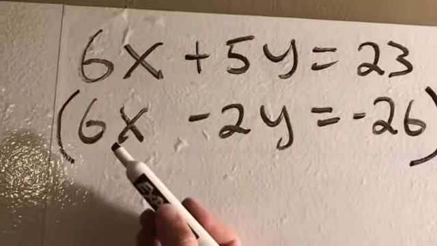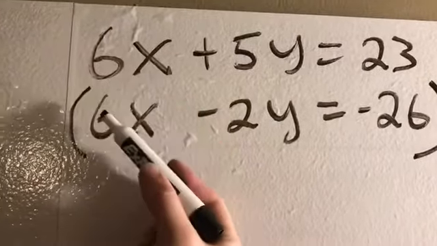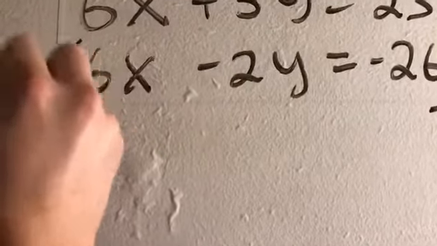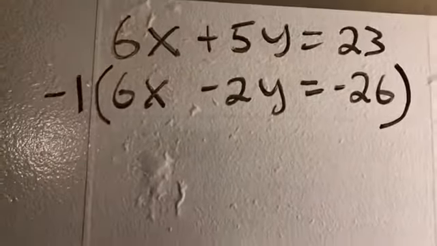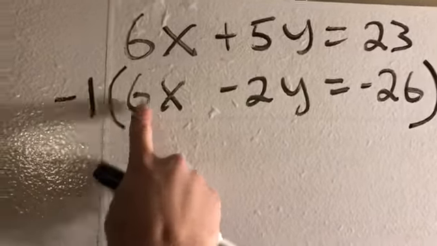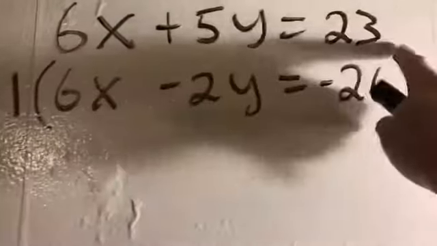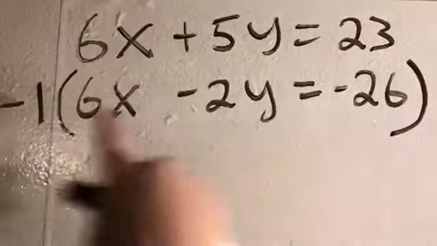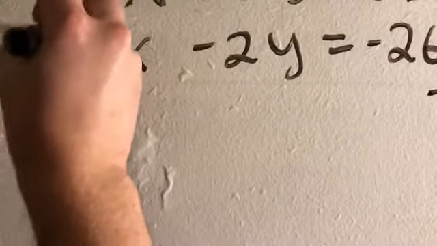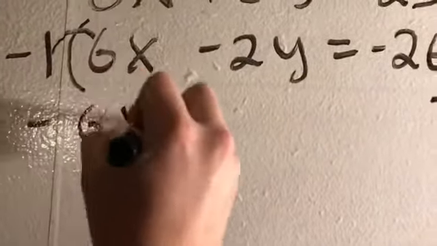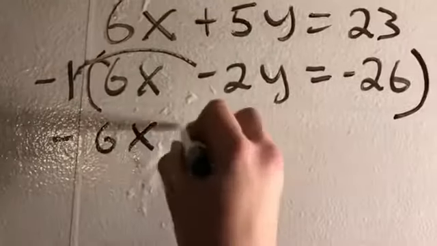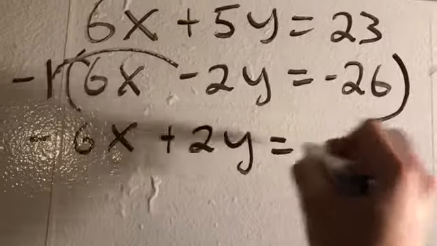I want the x's to eliminate. Now I know this is 6 and 6. I just have to change this to be negative. So if I multiply everything by negative 1, that will end up being negative 6, and this should work. So I'm going to wrap just this equation in parentheses, and I'm going to multiply everything by negative 1. So negative 1 times 6x is negative 6x. Negative 1 times negative 2y is positive 2y.